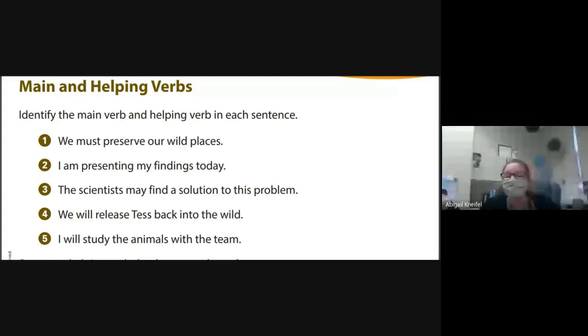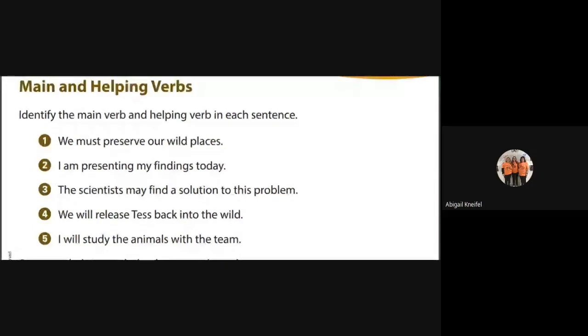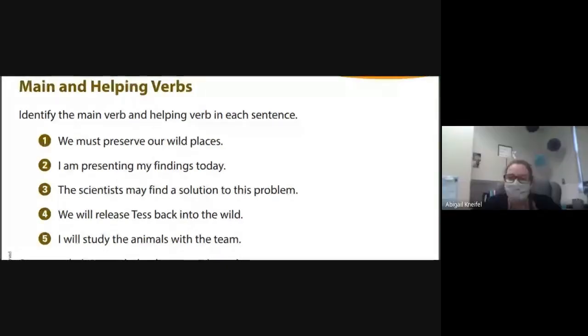Number 3. The scientist may find a solution to the problem. May is our helping verb. So what is our main verb in number 3? I already said it was may. I want you to find the main verb now, Evan. Rochelle has them both. May is our helping verb, so our main verb is find. Thank you.